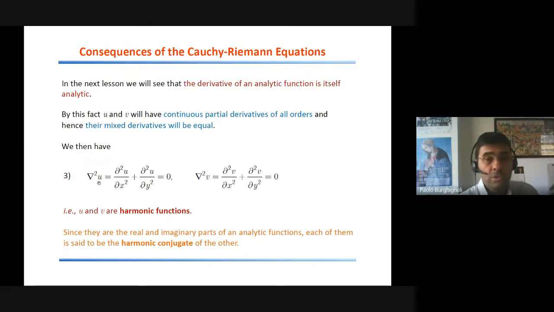Since those functions u and v are not only harmonic functions, but they are also the real and imaginary parts of the same analytic function, they are said to be harmonic conjugate of each other. And actually, if you are given one of them, you can recover the other up to an additive constant. So basically, you need to know only one of them.